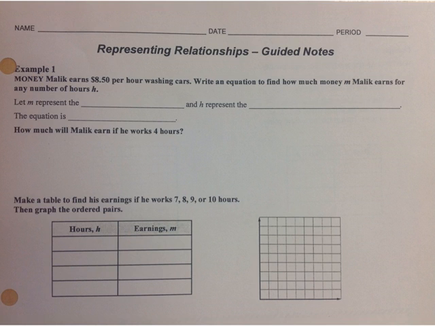Write an equation to find how much money, M, which is our variable, Malik earns for any number of hours, H. So if we look back at the problem, it says let M represent the money, and H represents the hours. So based on that, our equation is M equals $8.50 times our number of hours. So that's the equation that we're going to use.